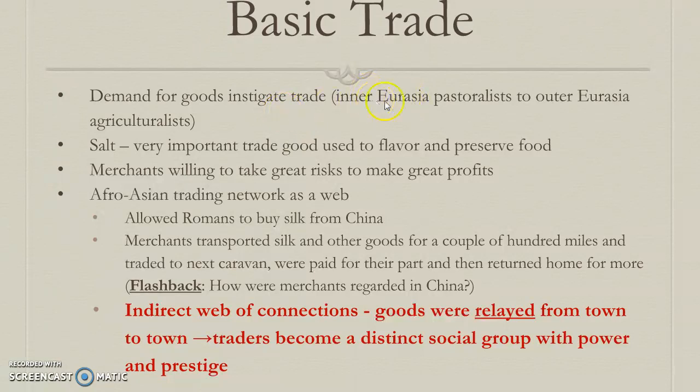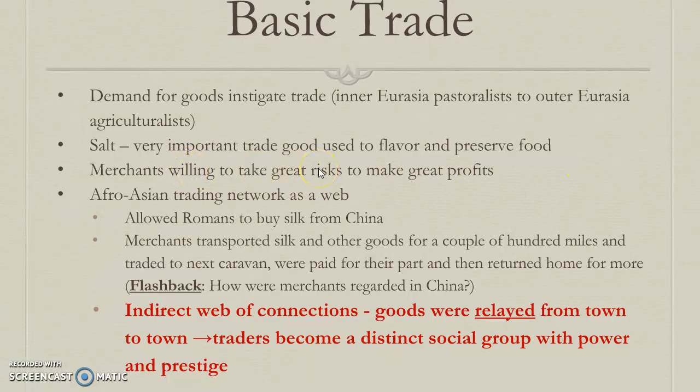So let's look at Inner Eurasia pastoralists, your Mongols or your Xiongnu. What did they want from Eurasian agriculturalists? Well, they wanted manufactured goods, probably. But then what could the Eurasian agriculturalists want from the pastoralists? Technology. Pastoralists had the time for technology. They also had horses and other domesticatable animals. So there was a back and forth trade exchange going on there. Salt was very important, believe it or not. That was the only spice available to many people around the world.